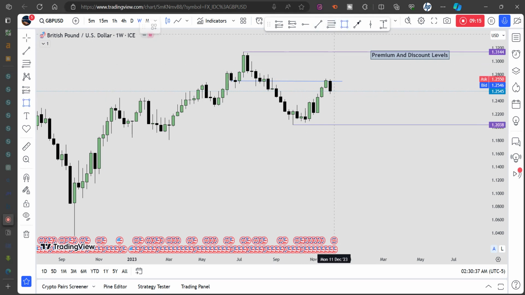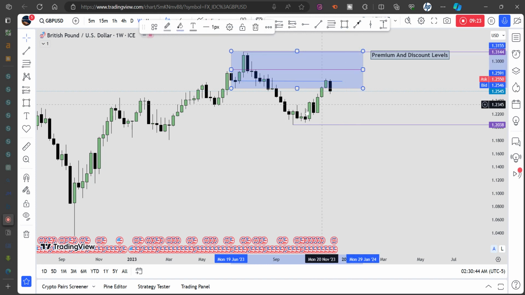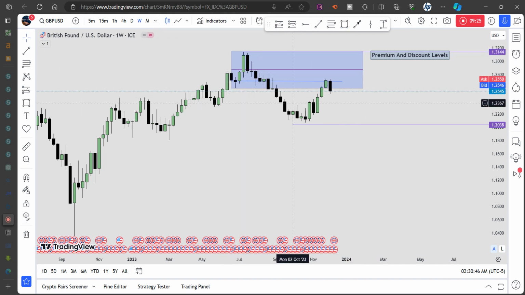So this entire range from here to here at premium level is a key level that when price touches it, it can then reverse off of it. Now let me show you an example.